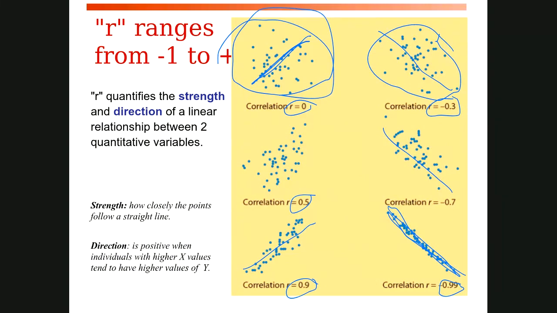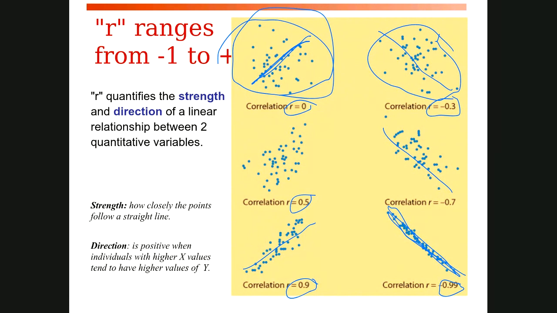The direction is positive when individuals with higher values on one variable also have higher values on the other variable. So more time watching violent TV, more aggressive behaviors. Those two, as one increases, the other increases as well.